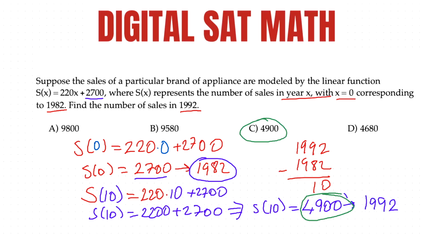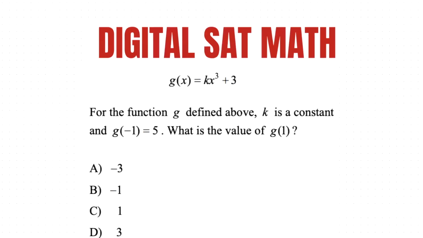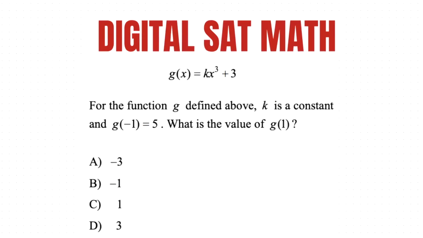All right. So we have another function question. Again, this question is also a digital SAT type format question. G of x is equal to k times x to the power of 3 plus 3. For the function g defined above, k is a constant and g of -1 is 5. What is the value of g of 1?